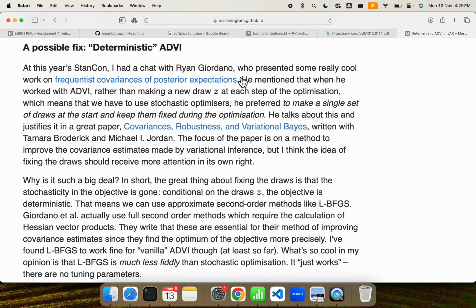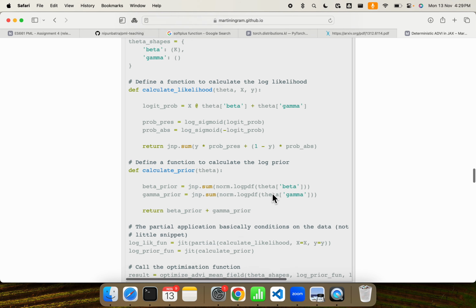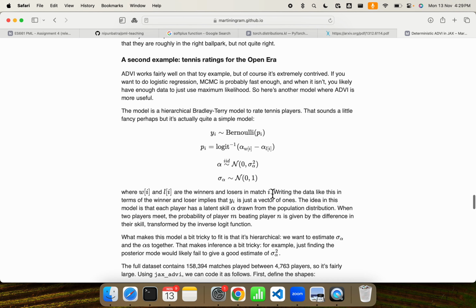So it says that instead of working with a new draw z at each step of the optimization, we can use a single set of draws at the start and keep them fixed during the optimization. So this is perhaps what you're pointing to. This is known as deterministic variational inference. You draw the samples once, and in a JAX-like framework, it means you fix the random seed of the random number generator, draw a set of samples, and then just keep reusing those.